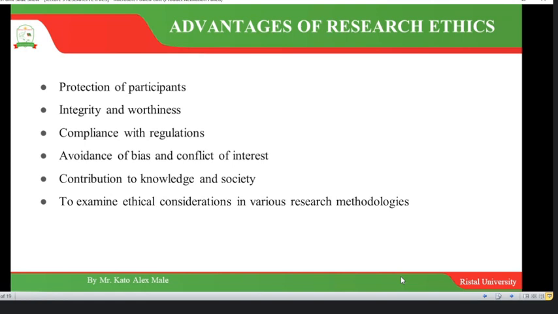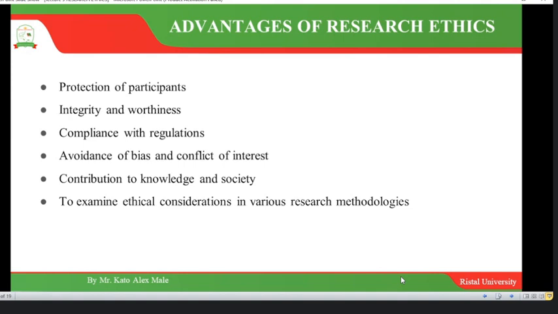The other advantage is compliance with the regulations. Try to find out the regulations for a particular country, or a particular group of humanity or culture, and then comply with those regulations. That's an advantage with the ethics. It also helps us comply with the regulations as illustrated in the research protocol.